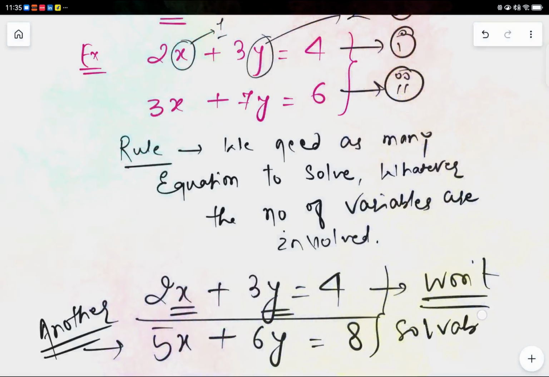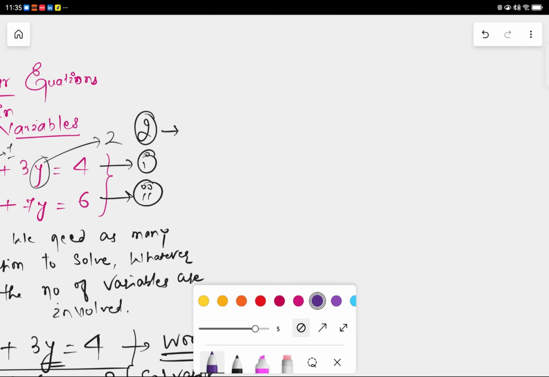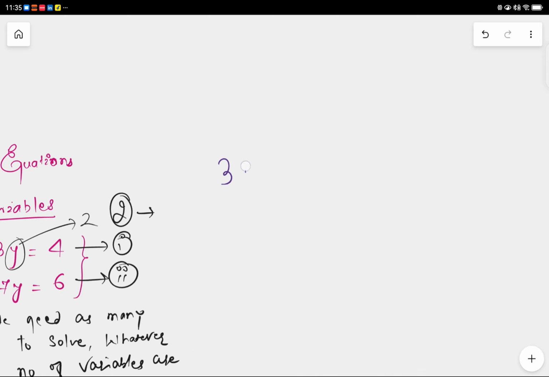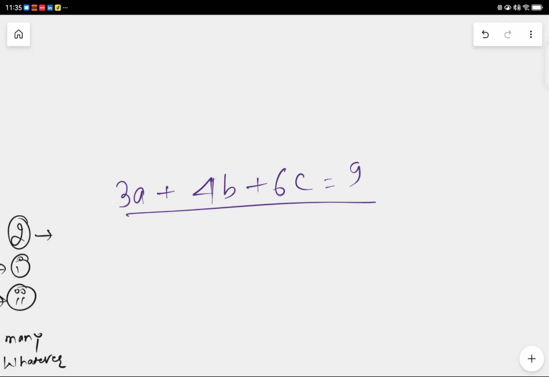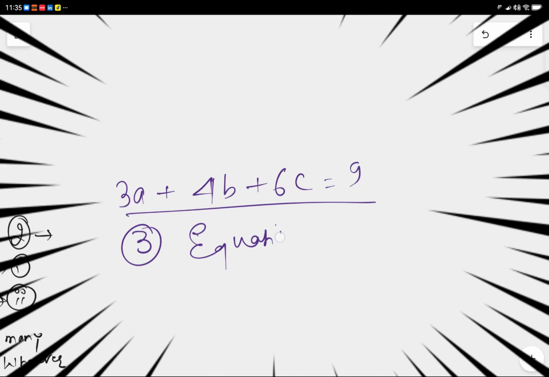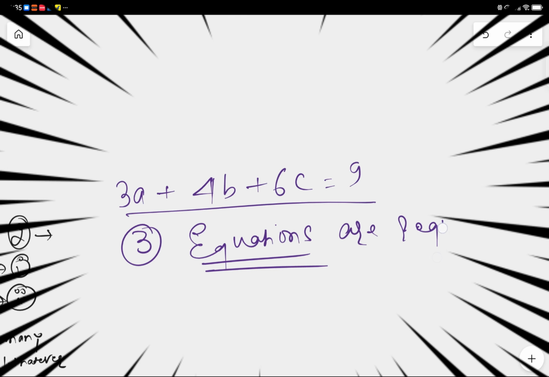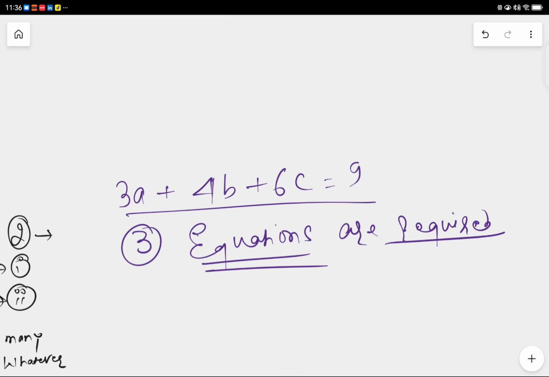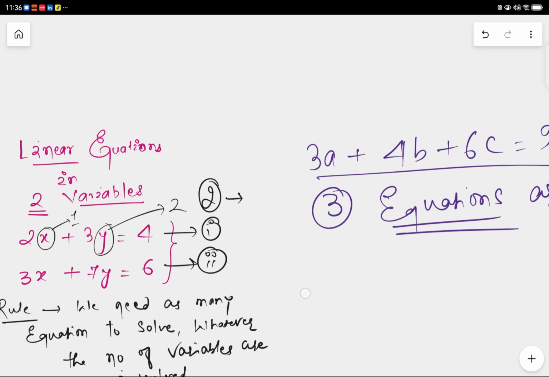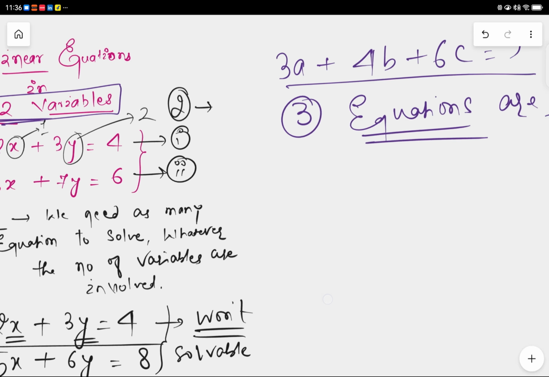Hence, if there are three variables involved, like 3a plus 4b plus 6c equal to 9, how many equations do we require? Yes, three equations are required to solve this. For the time being, we will restrict ourselves only to linear equations in two variables.